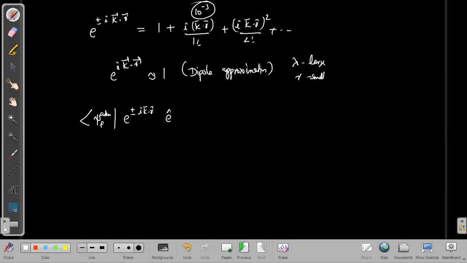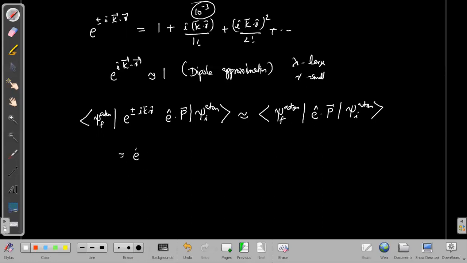Yes, e dot p. ψ_I of the atom can be approximated as ψ_f of the atom. e raised to plus or minus i k dot r can be approximated as 1, and becomes e dot p, which becomes ψ_I. Okay, so if you want, we can take this e outside, so it becomes e dot ⟨ψ_f atom| p |ψ_I atom⟩. Okay, now our task is to calculate this particular inner product.